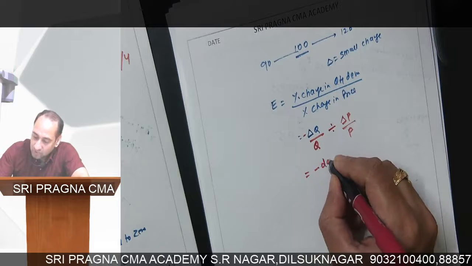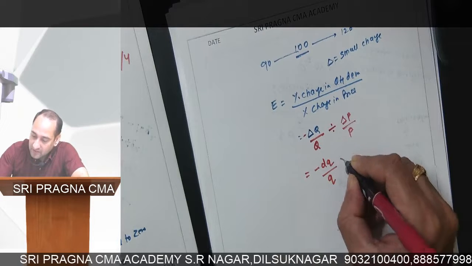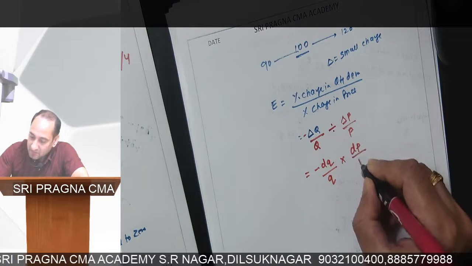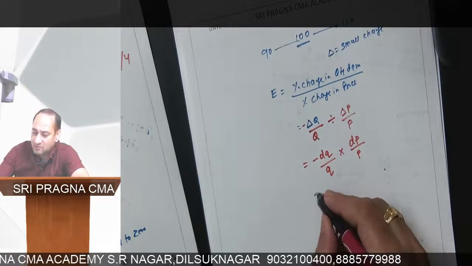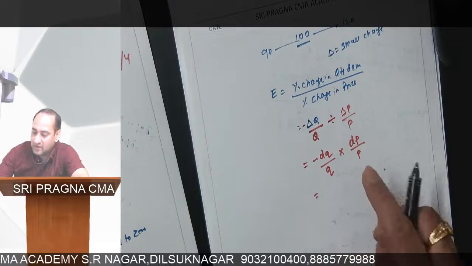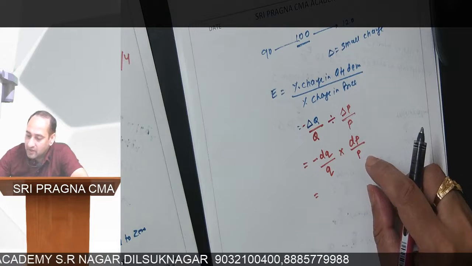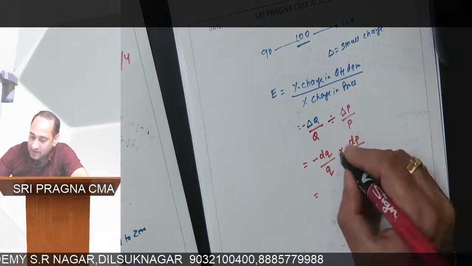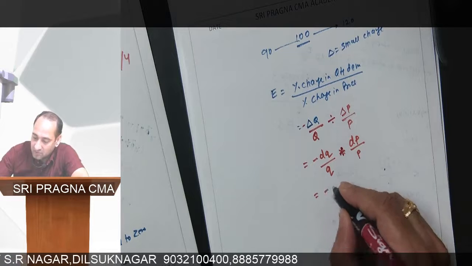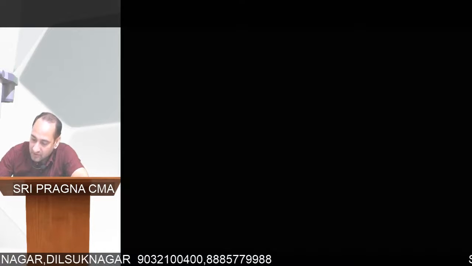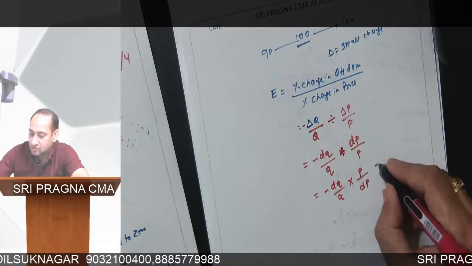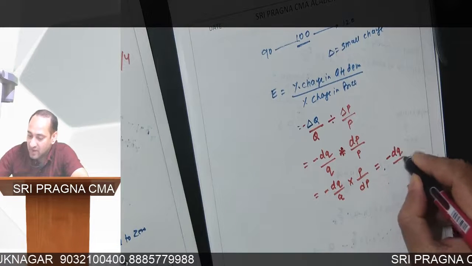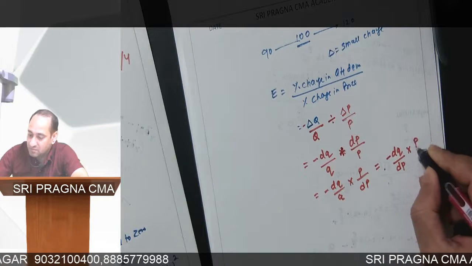So dq by q into dp by p. Is it clear? Concept clear hai? So let me put it in the proper way. Okay, division is still there. So minus dq by q into p by dp. Is it okay? So we are writing minus dq by dp into p by q.